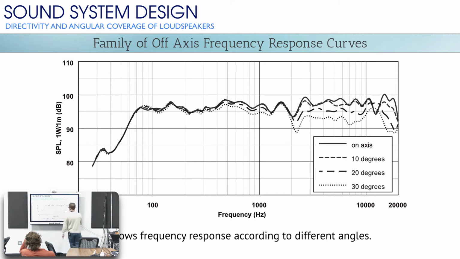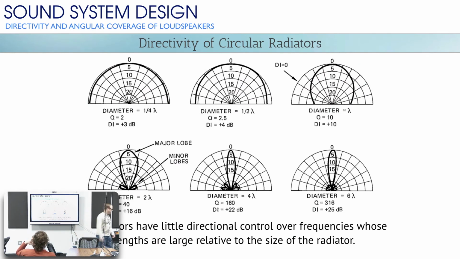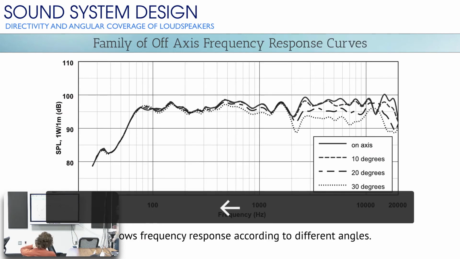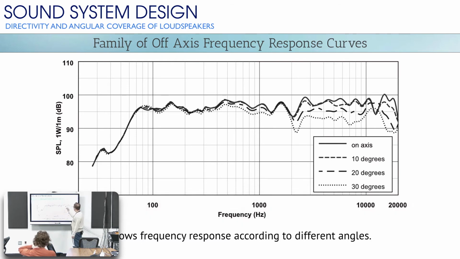So what this shows you is called a family of off-axis frequency response curves. So you're showing the frequency response of the loudspeaker per degree off-axis. The solid line is the on-axis frequency response if you're right in front of it. And then if you move 10 degrees off-axis, then this next line kicks in. I'll use the pointer. Okay, so that dotted line now comes into play. And you go 30 degrees off axis, and now you're at this line. So the frequency response is changing.